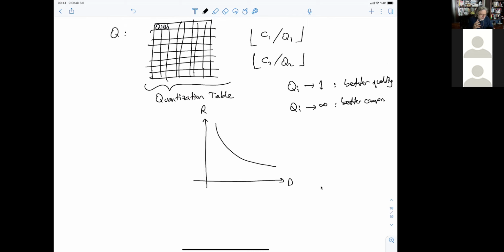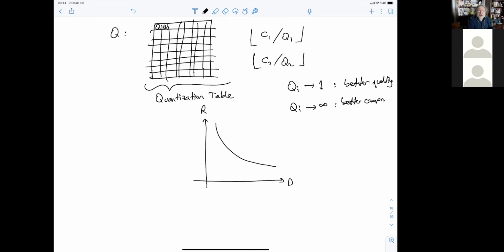The fair, or the nominal quality setting, is the original quality setting that is proposed by the Joint Photographic Experts Group, JPEG group, and it's just some numbers. Those numbers, I don't have them in my mind, but you can always take a look at what these quantization table numbers are from the web.